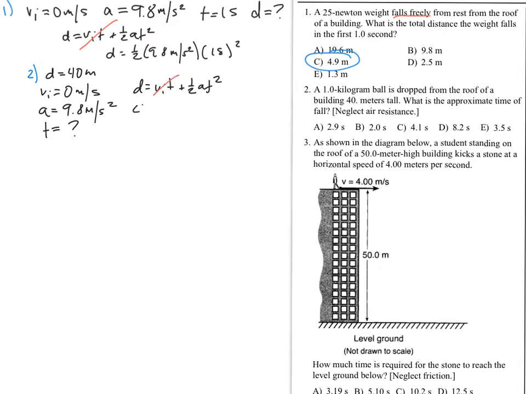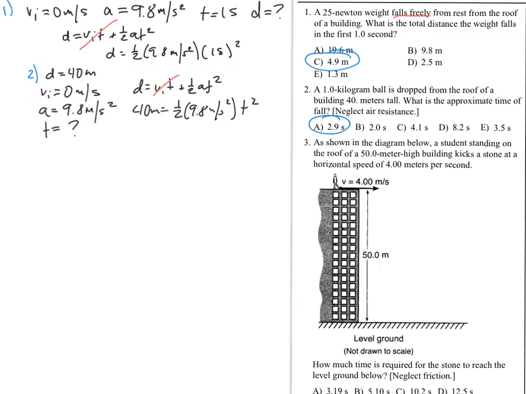And we're left with 40 meters is equal to 1/2 times 9.8 meters per second squared times t squared, which we're going to look for. And the answer to that question, after you plug it all in and calculate, is choice A, 2.9 seconds. Okay.